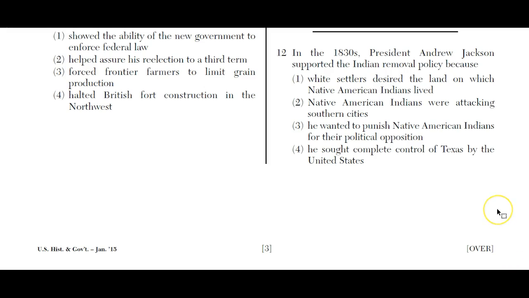And once again, will they ask about Indian removal? Yeah, in some way. They could mention this case of Worcester v. Georgia, which is in the notes that I gave you. They could talk about the Trail of Tears. They could talk about Andrew Jackson's Indian removal policy. It could come up in any of those ways.